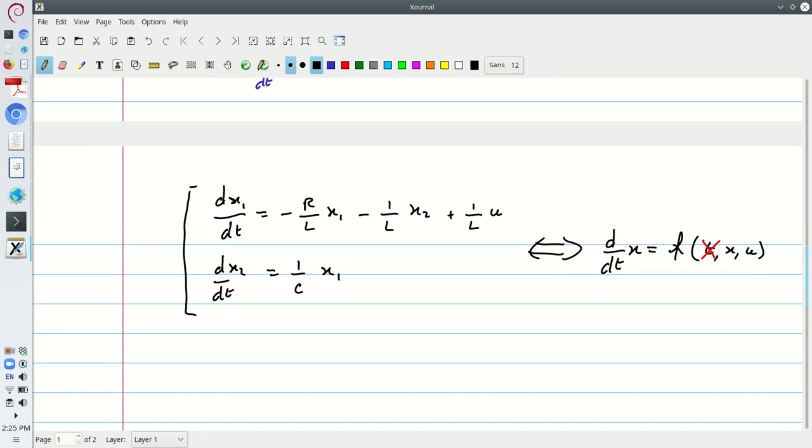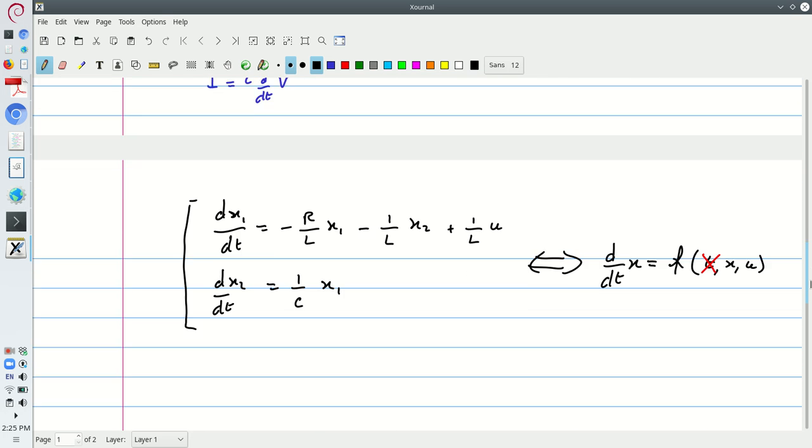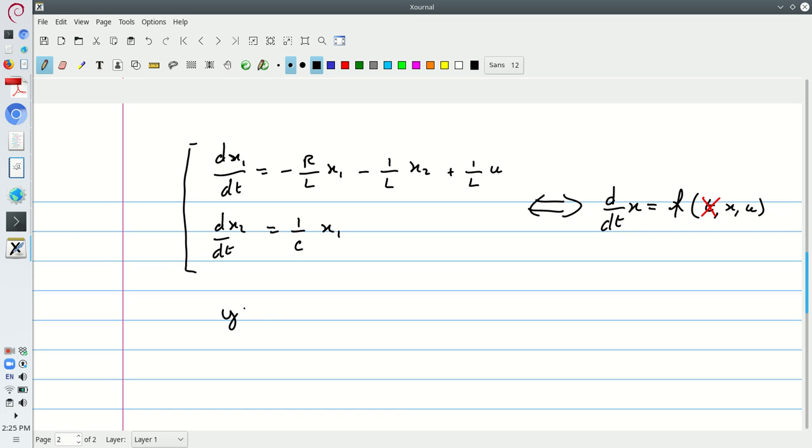So the other equation that we have is that our y is the voltage on C, that happens to be x2. So we can write that y is equal to x2, and this is y as a function h. In general it can be a function of t, x, and u, but in this case we are actually quite lucky because it doesn't depend on either t or u.